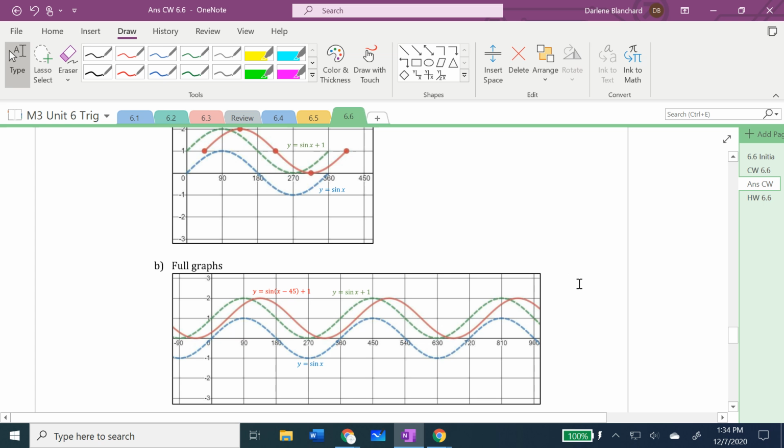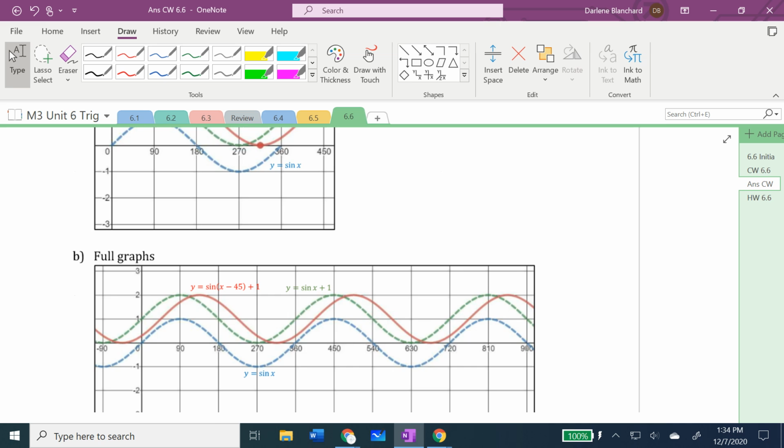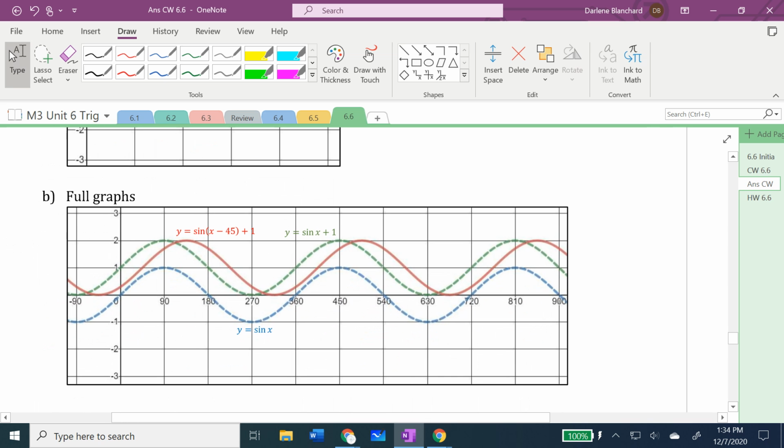And honestly, one of the biggest things is I want you to look at what it really does look like over a longer period of time than just one cycle.